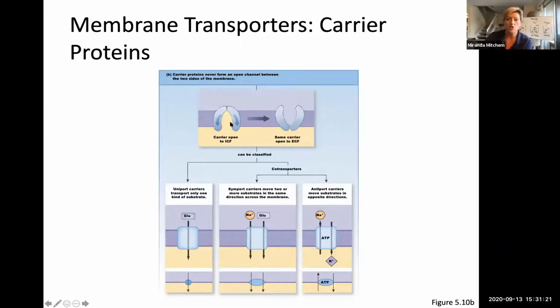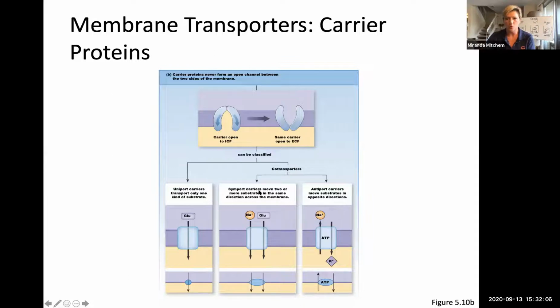Okay, so looking at a generic example of a carrier. So these work kind of like a clamshell where it's open to one side and then the solute gets in and binds, and that changes the conformational shape, and then it opens to the other side, as you can see in this top generic cartoon of a carrier channel. So notice the proteins of the channel do completely span the membrane, allowing whatever moves through to not touch the membrane. So a uniport carrier is represented by this glucose transporter here, and it means everything moves in one direction. So only one thing moves through in one direction.